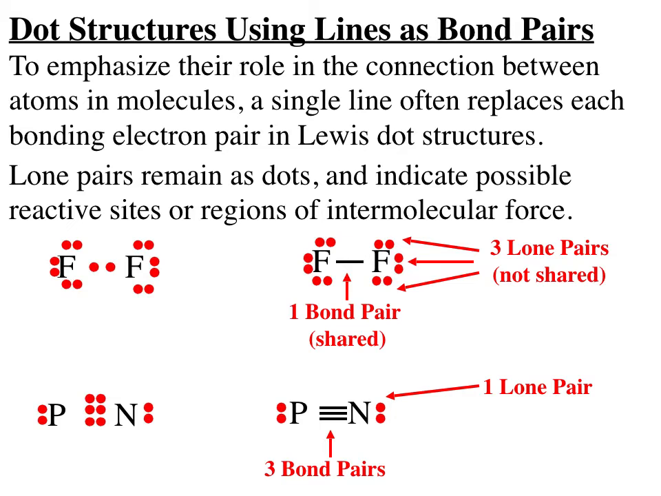Likewise for the N, I have 3 lines, 2 dots per line, 6 valence electrons, plus 2 non-bonding dots. That gives 8, or a complete octet around the N, as well as around the P.